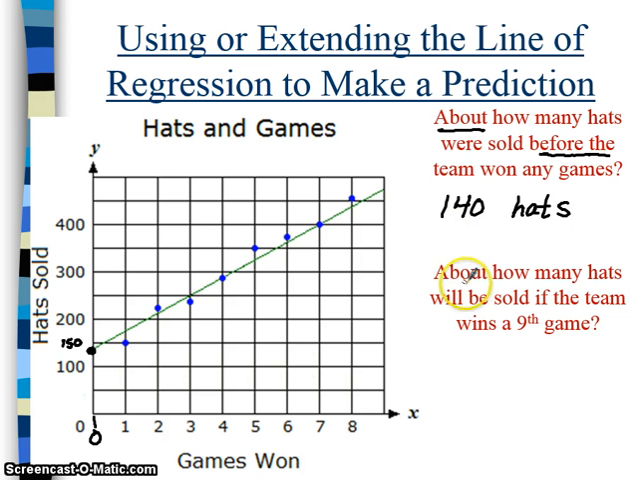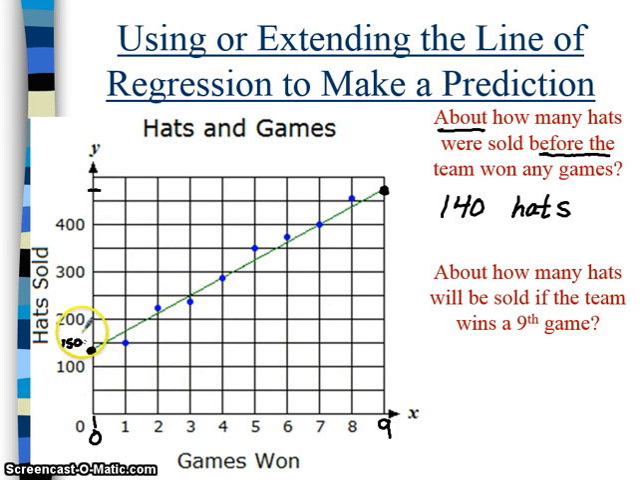Now, let's continue to make a second prediction. About how many hats will be sold if the team wins a 9th game. Now, our graph only counts up to 8, but we understand that this line's 9, so let's go up and find where that is, which would be this point here, and go over to our y-axis, which would be about right here, and figure out what that value would be.